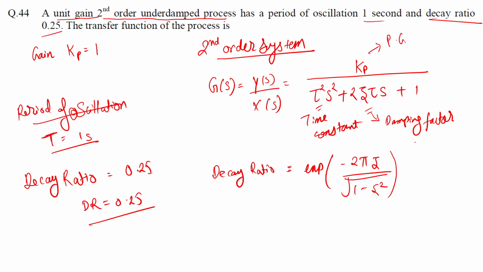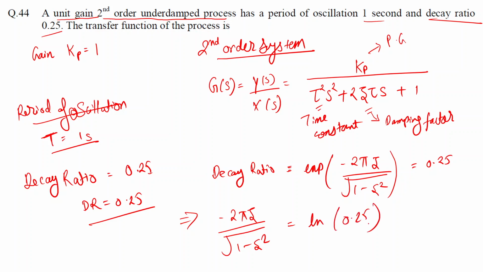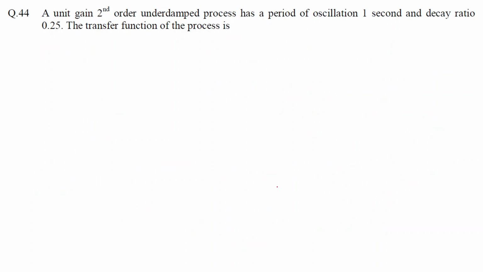So in this case we have been given this as 0.25. So we can take log on both sides of this equation, and then we will have minus 2 pi zeta upon under root of 1 minus zeta square equal to ln of 0.25. So basically we want to find the values of tau and zeta, from which we can get the original transfer function. From the decay ratio we can find the damping factor zeta. So we can solve that equation.